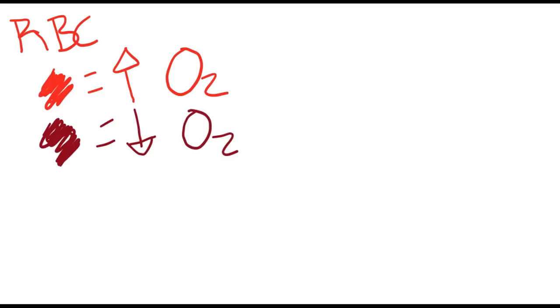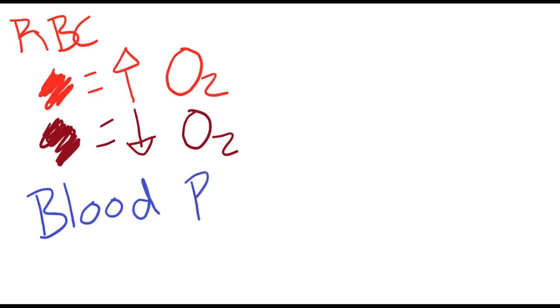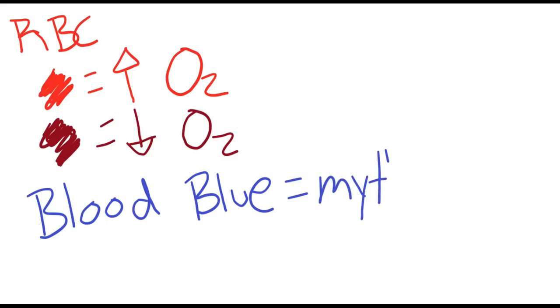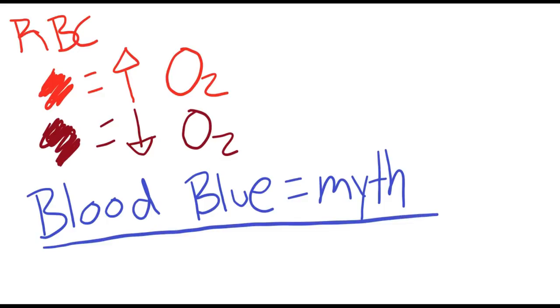There is a very common misconception that deoxygenated blood is blue, just because when you look at your veins, they look like they have this kind of blue color. This is a myth. Your blood is never, ever, ever blue. The only reason your veins look blue is the way that the light hits it and other things that go on, but your blood is never, ever blue.